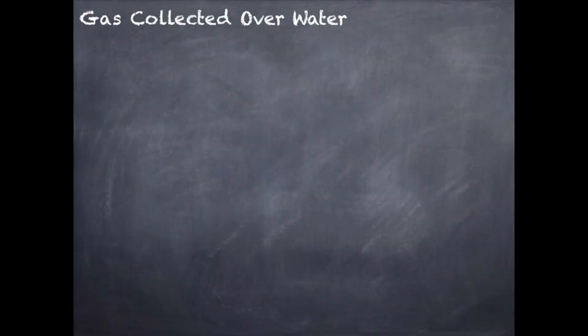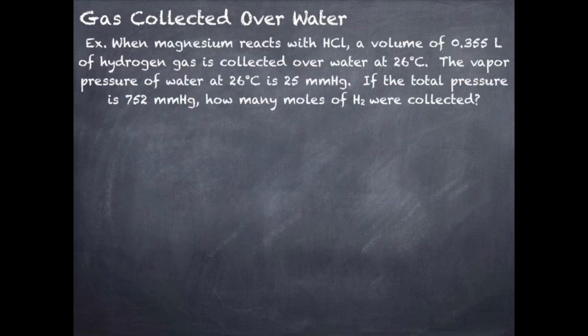So if I am for some reason collecting a gas over water, and you're going to be doing this with lighters and releasing gas, you're going to be allowing the gas to be released right over water and collecting the gas in a graduated cylinder. Well, the partial pressure of the gas that you're releasing, plus the partial pressure of water, equals your total pressure. So that's just Dalton's law of partial pressures. So let's look at an example.